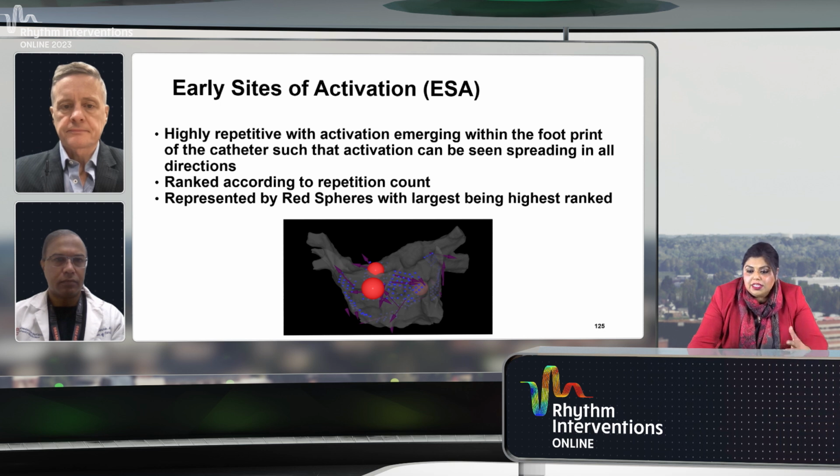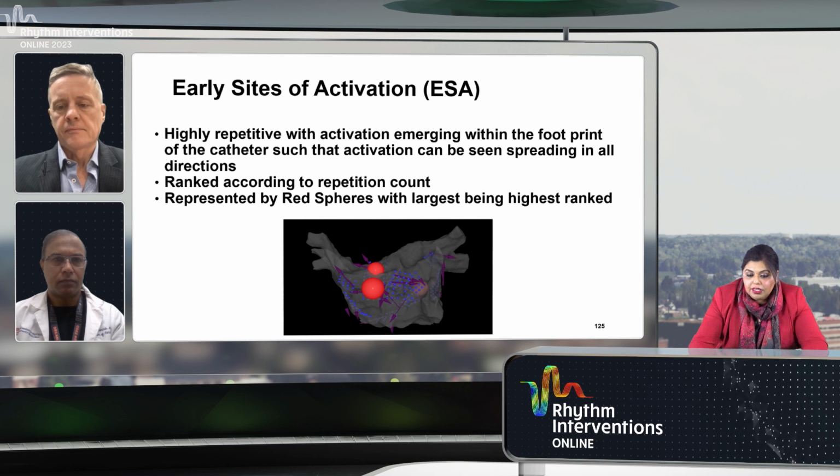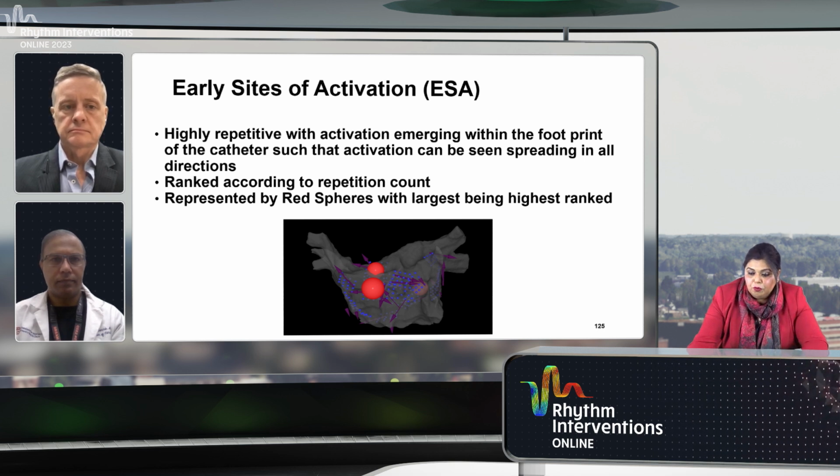So what do these sites mean? Early sites of activation is what it means. These are highly repetitive sites with early activation emerging within the footprint of the mapping catheter, such that you can see this activation spread in all directions within your mapping catheter. For example, when you have the grid catheter, you see the activation spread within that grid catheter. The early sites of activation are ranked according to the repetition count, and they're represented by these red spheres. The larger the sphere, the more repetitive it is, and the earlier it is within the activation pattern.